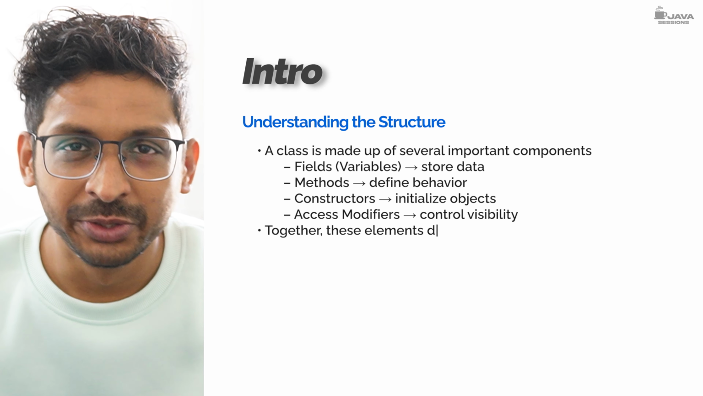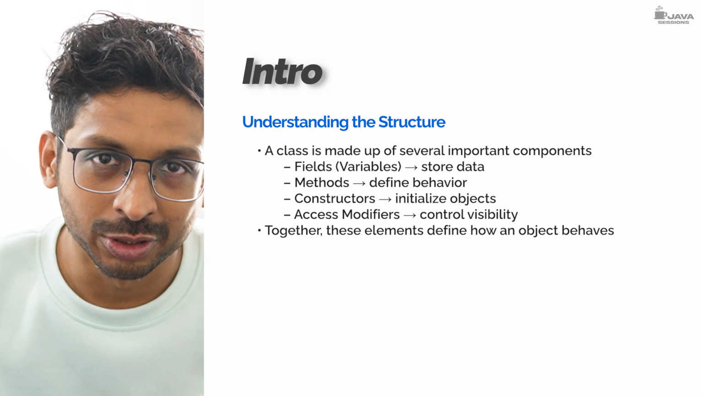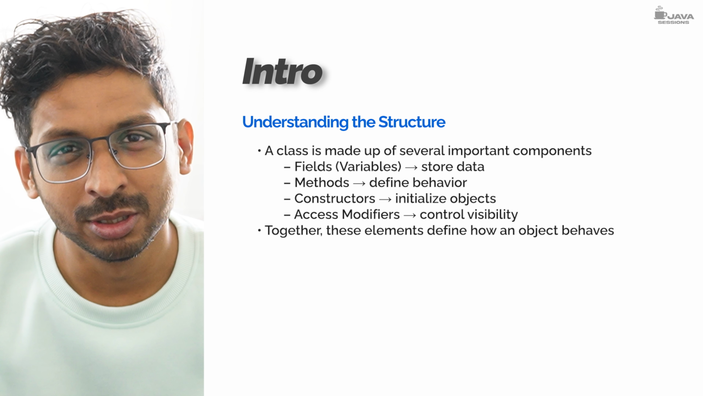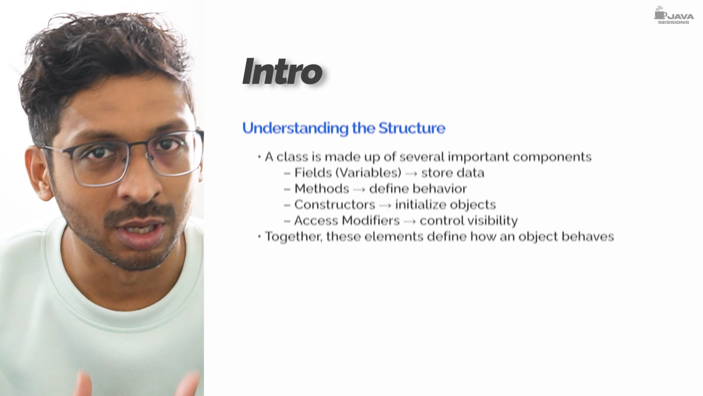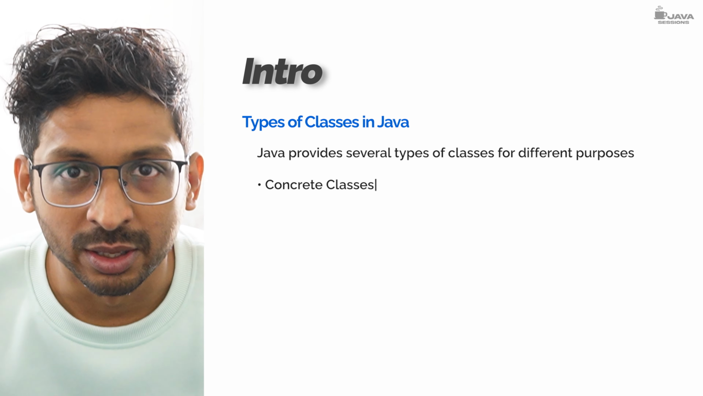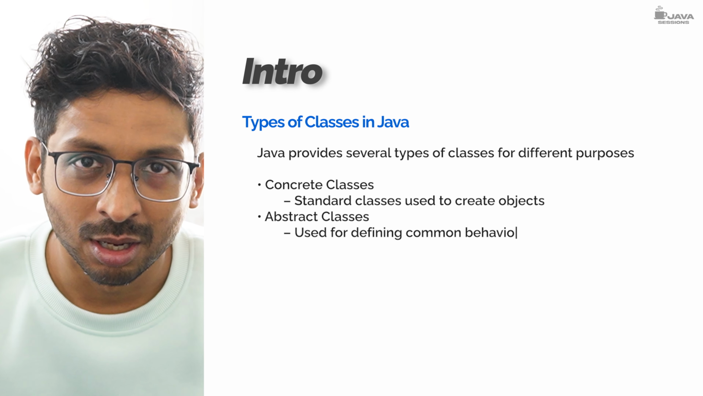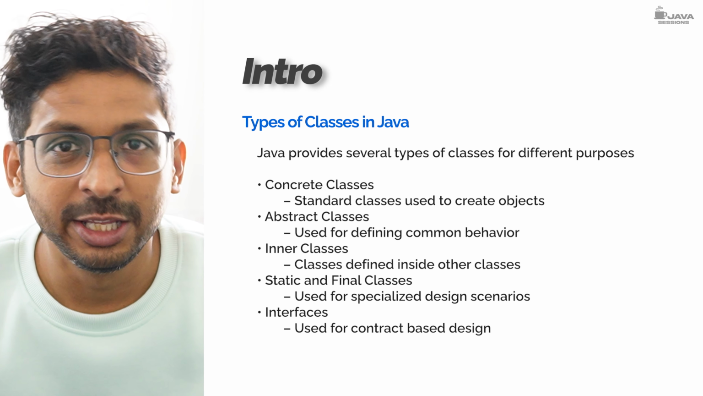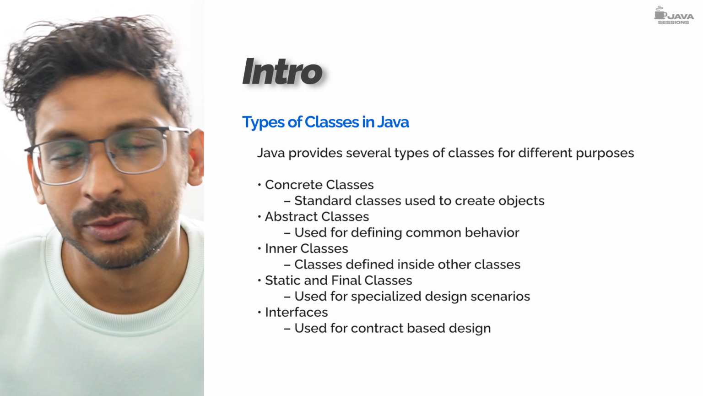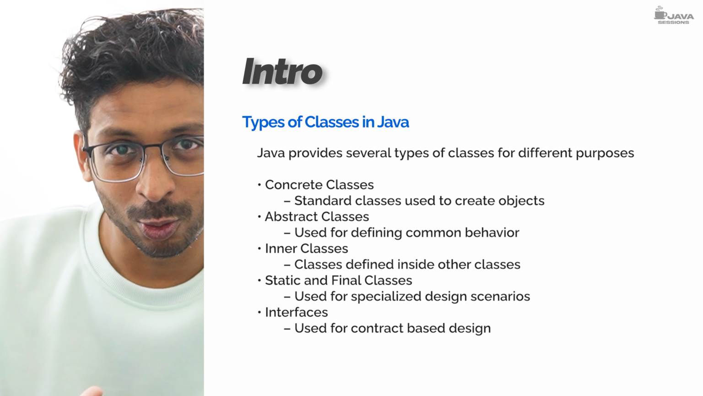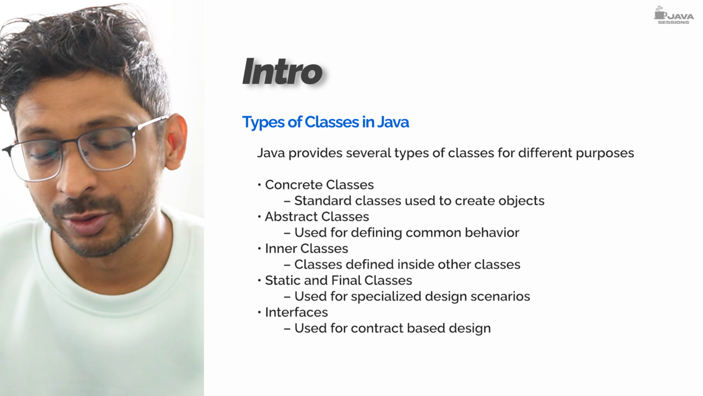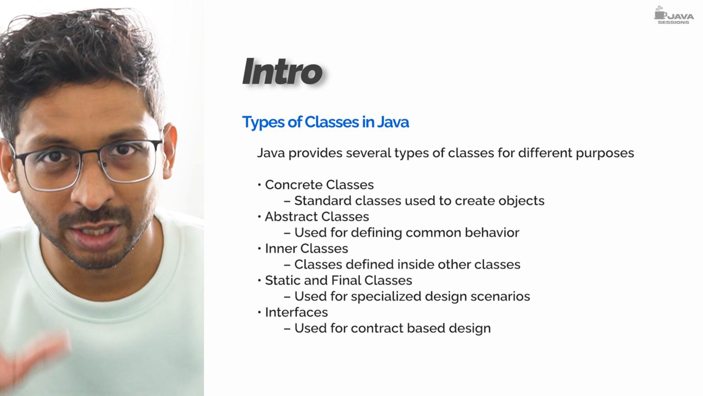We'll learn about the fields, the methods, the constructors, the access modifiers, and how these elements work together to define the behavior of the class. We'll explore different types of classes like abstract class, inner class, static classes, final class, and even interfaces, each serving a unique purpose. We will discuss all of these concepts in their dedicated chapters. In this chapter, we are just going to have an overview of these concepts so that we are aware.